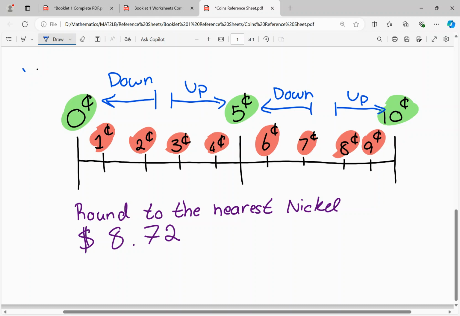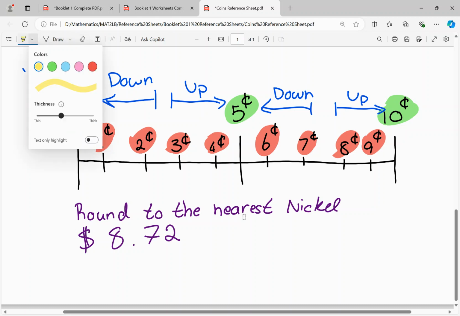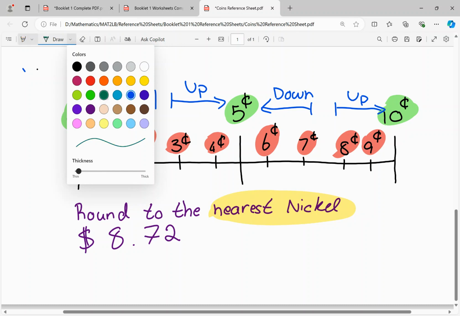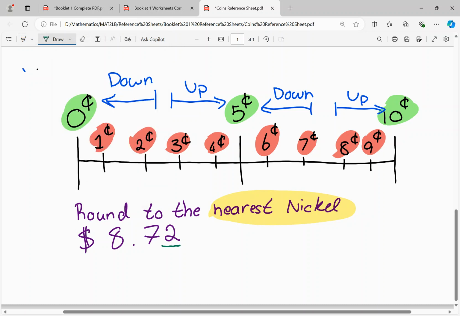Below, I've asked you, round $8.72 to the nearest nickel. Again, you see nearest nickel and you think I'm using the strategies from this diagram. Now, when I ask you to round to the nearest nickel, you're always going to use the hundredths, the final cents in your monetary value. This too needs to change, because as it is now, I would need 2 pennies to make $8.72.